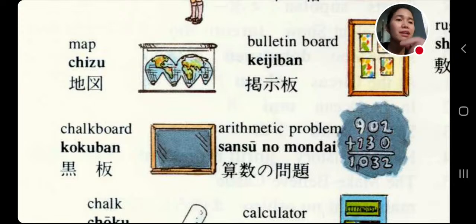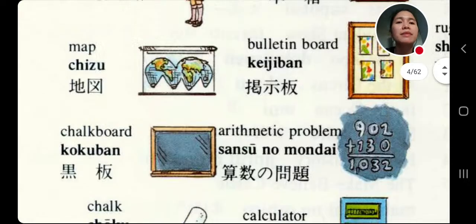Pero ginagamit nila yung cheese, hindi kaya ichi, ni, san, ganun. Hi, cheese, mga ganun. Pag magpipicture, pwede rin cheese, say cheese, ganun. Ginagamit din pala nila yun. Cheese, oh, ginagamit nila yun. Picture. Hi, next.